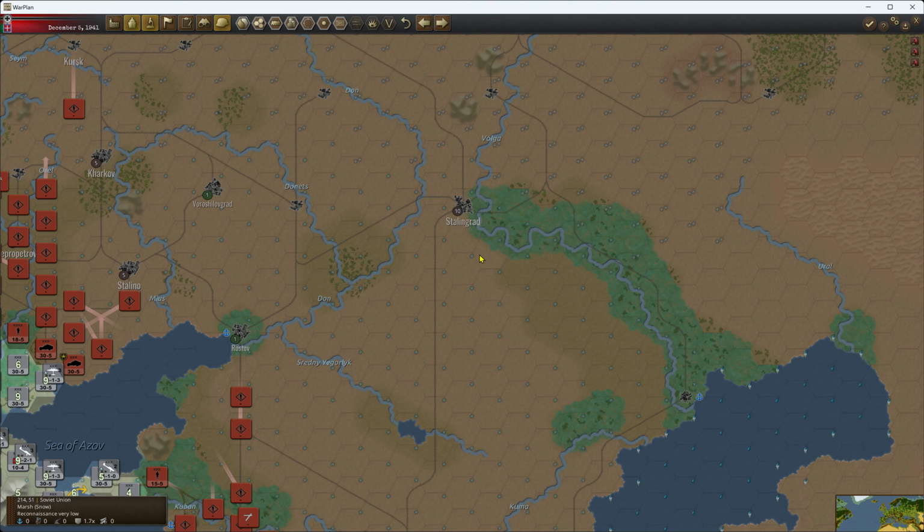Now, the problem is, if you don't hold it at Stalingrad, then as you move away from the rail net, like anywhere down here, your supply situation gets worse and worse. And the same thing up here.